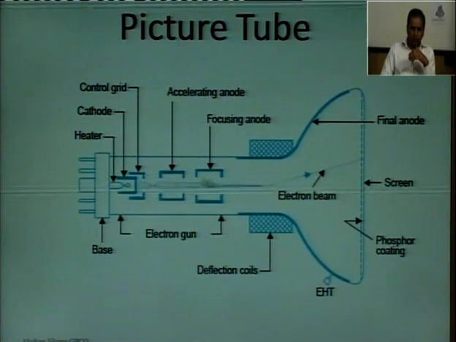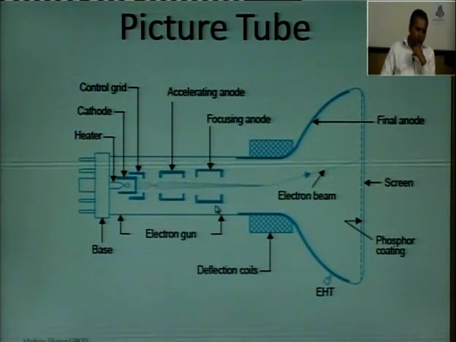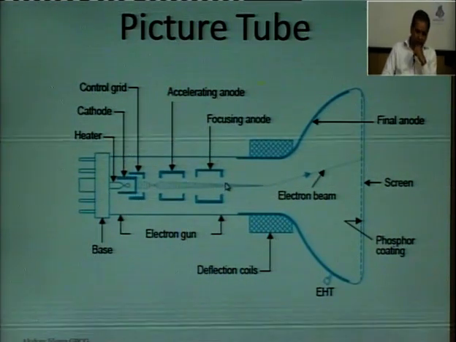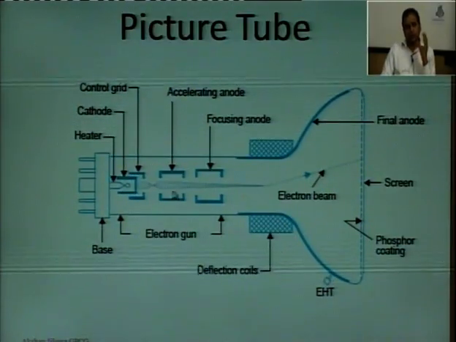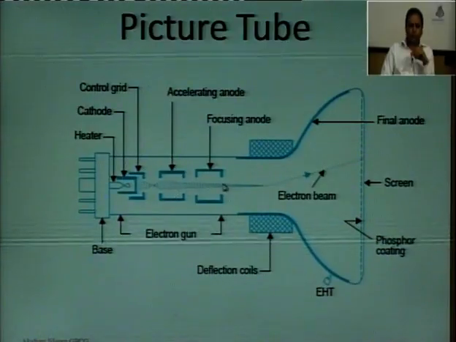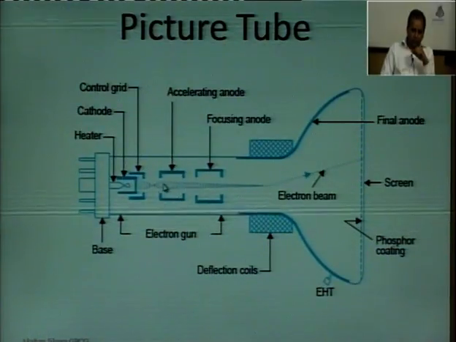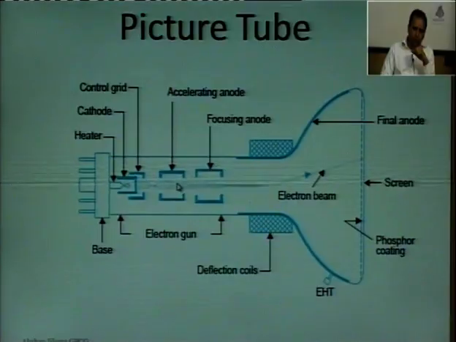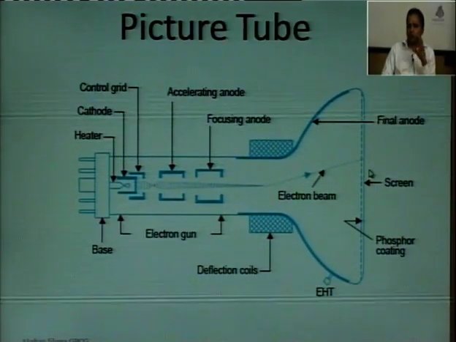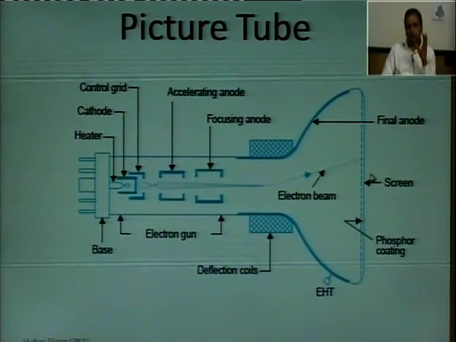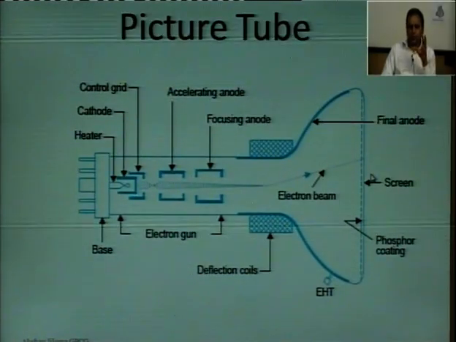Then we have a focusing anode. The purpose of providing the focusing anode is this: when the electron beam moves, it is in the shape of a tube. So, when these fast moving electrons which are in the shape of a tube strike the phosphorus coating, they will form a bigger spot and the bigger spot will not have that much clarity.